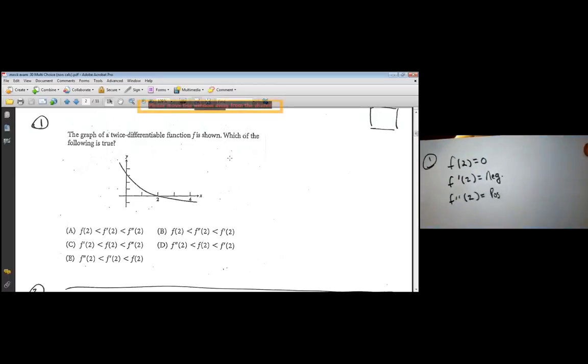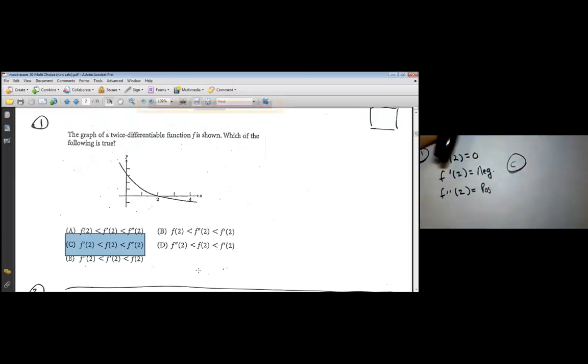So I don't know exactly what the answers are, but I have enough information now to list them, which is what this is doing. So I'm going to list them from small to big. The smallest one I have is F prime of 2. The middle one is 0. And F double prime of 2 is a positive number. So the correct answer to number 1 is C.